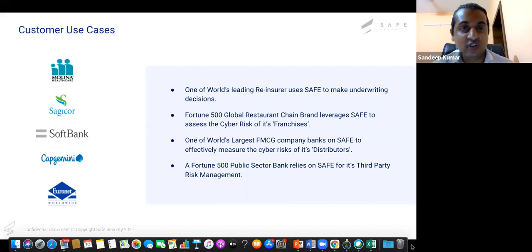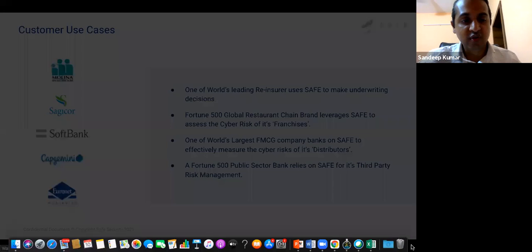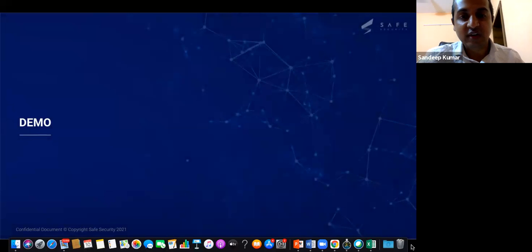And not to mention, one of the Fortune 100, in fact a public sector bank, relies on SAFE for all its third-party risk assessments. These are some of the common use cases you've seen with organizations using the SAFE platform to effectively track and monitor the third-party risk they're working with. Now, let me just go to the platform itself and give you a quick demo.